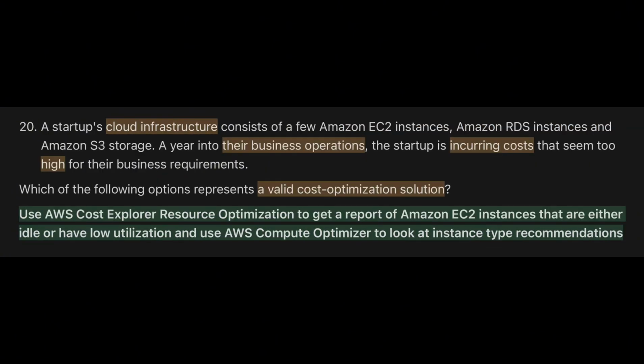Now, let's say a company's cloud infrastructure is incurring a lot of costs for its business operations. And so a valid cost optimization solution is to use the AWS Cost Explorer resource optimization to get a report of the Amazon EC2 instances that are either idle or have low utilization, and use AWS Compute Optimizer to look at instance types and recommendations.